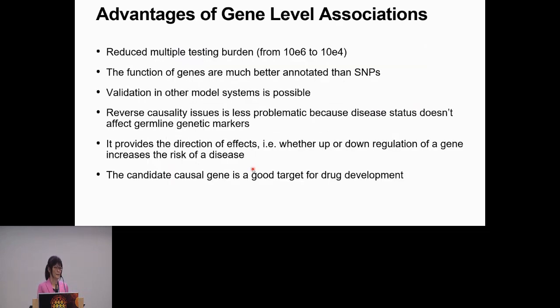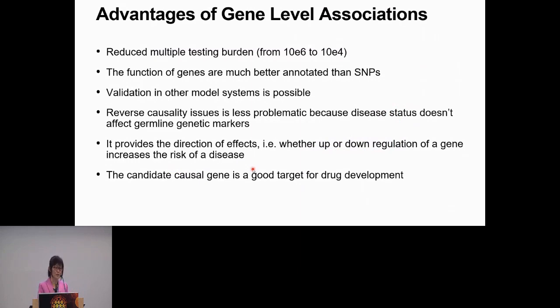So there are many advantages in running a gene level association. I'll go quickly through it so we can get to the other aspect later. For example, it reduces the multiple testing burden. Instead of having 1 million or 10 million SNPs that you have to correct for, you only have, let's say, 10,000 genes, because with these population-based methods, we don't really predict many more than 10,000-ish genes.